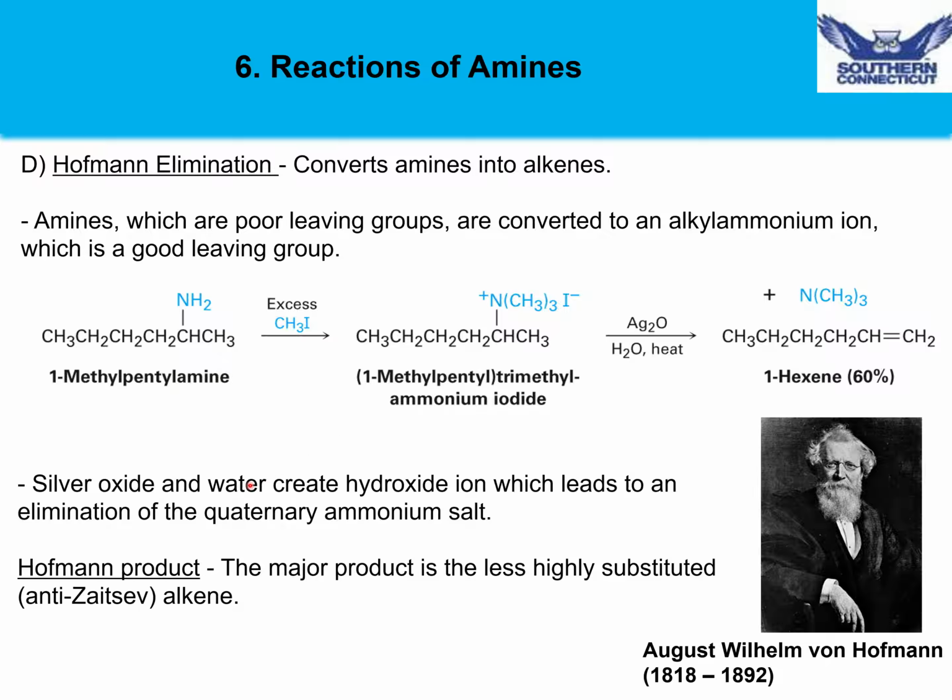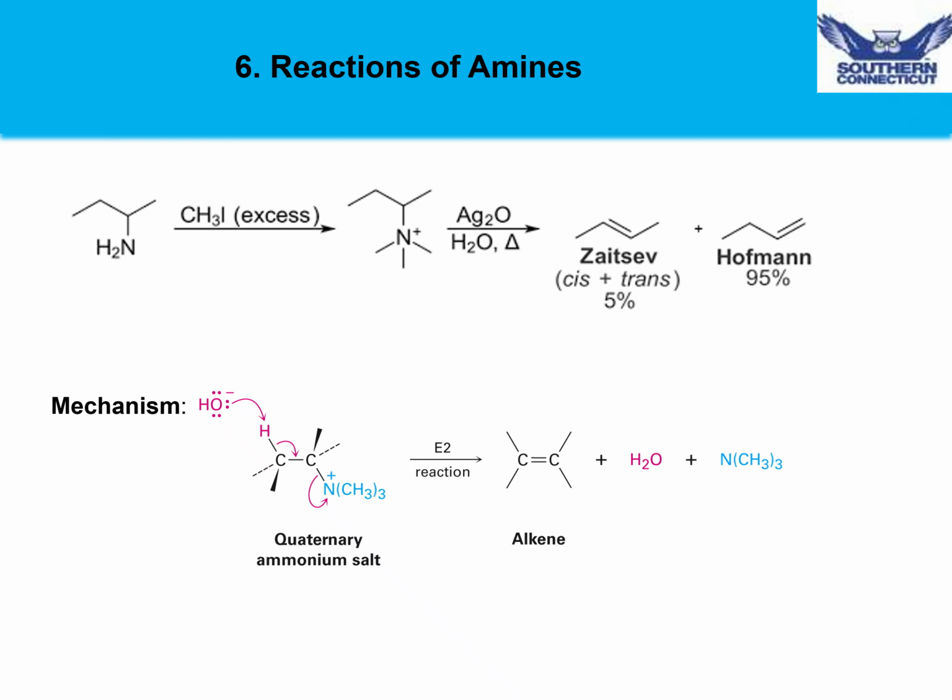The product from this reaction is sometimes referred to as the anti-Zaitsev or the Hofmann product, and is always the least substituted alkene that is possible from an elimination reaction. Here's another example of the Hofmann elimination, starting with this primary amine.